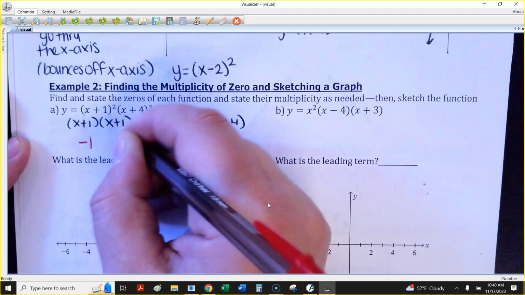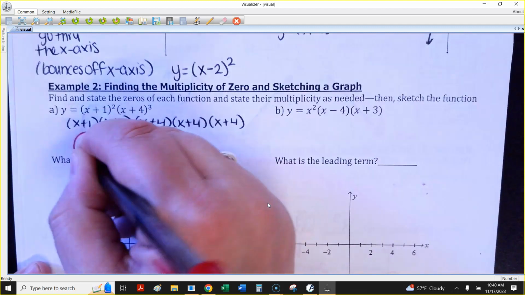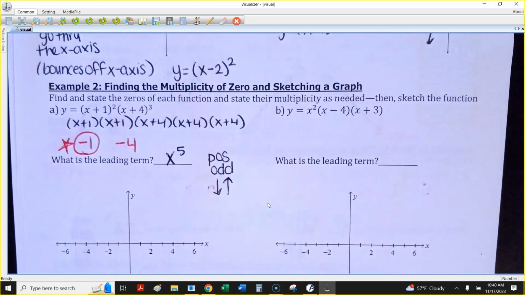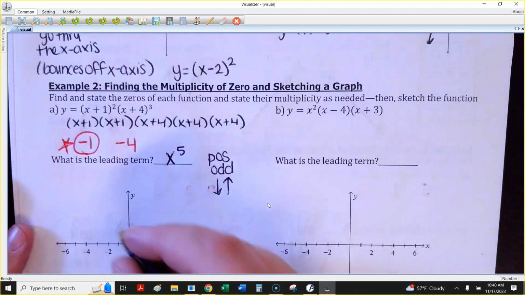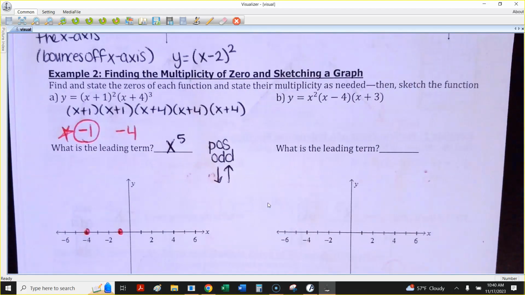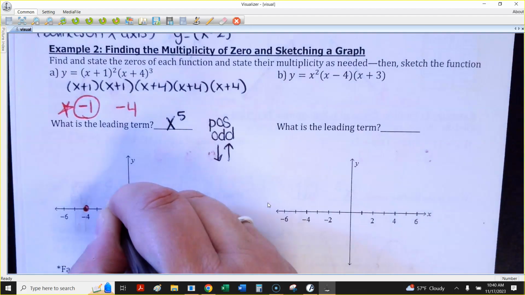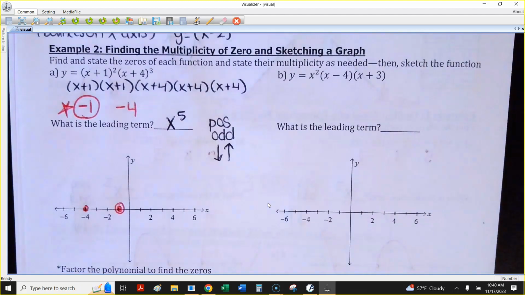-1 and -4. Now, if my multiplicity, so my exponent is even, we'll have a bounce. So at the -1, that's squared. So I don't want to go through the x-axis at the -1. That will bounce. X plus 4 is to the third. That will go through. So when I put these on the graph, I'm going to have a -1 and a -4. And you don't have to do this, but I always do for myself. If I know I have an even multiplicity like I do in this question, I just circle that one. So I remind myself, like, don't go through the x-axis at this point. I'm going to bounce back the direction that I came.